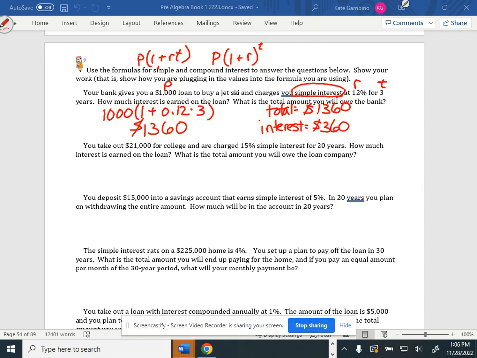So when we're doing these word problems, you have to look at what answer you got when you did your formula. That's telling you the total amount. That's not telling you interest. To find the interest, you have to subtract out that principal. When you're doing the formula, it's telling you the total amount, principal and interest. So in order to get just the interest, you have to subtract out your principal.